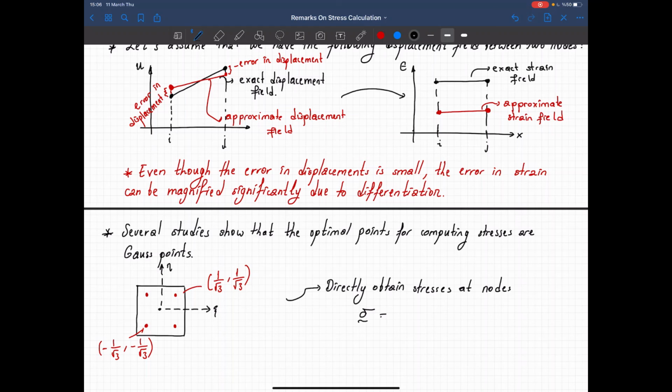We write stress is equal to E times B times U and evaluate B at -1, -1, 1, -1, 1, 1, and -1, 1. This will directly give you the stresses at the 4 corners. That could be one option. That's what I did in the implementation of the membrane element.